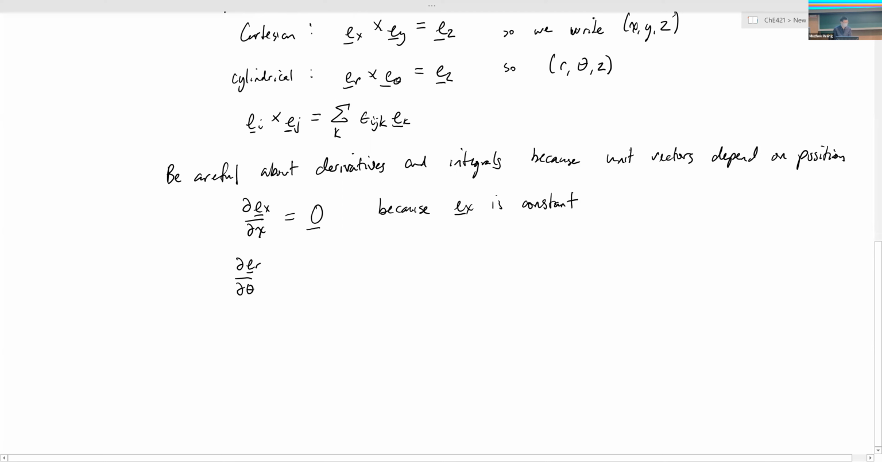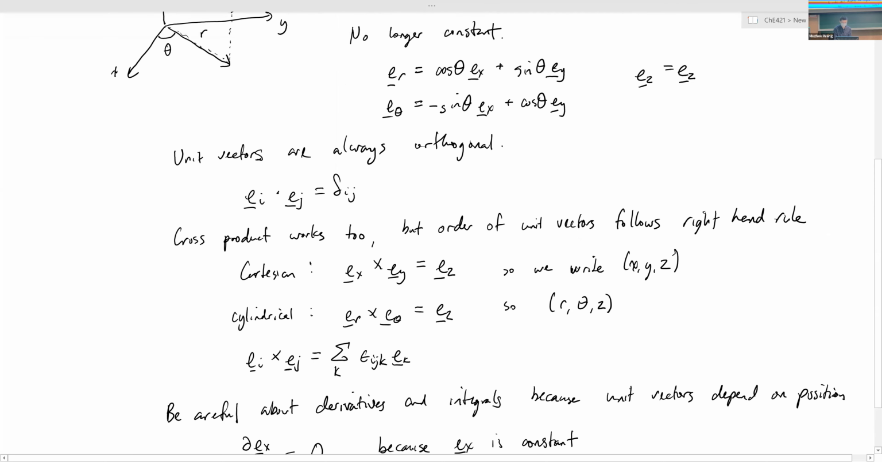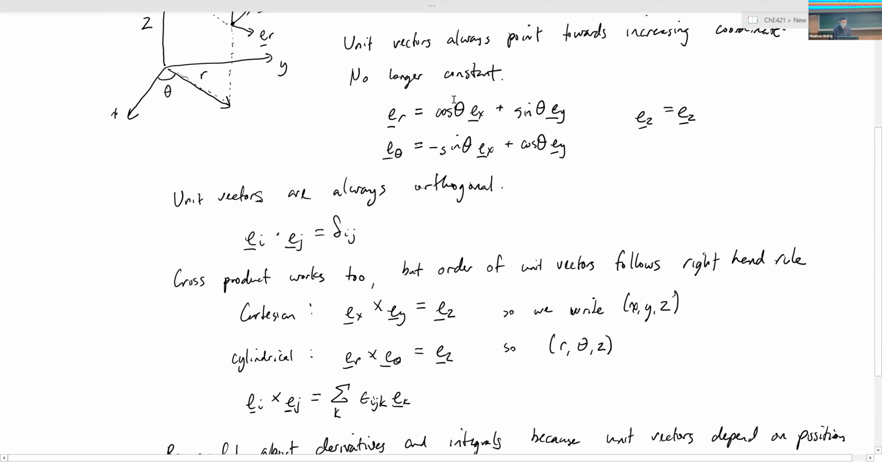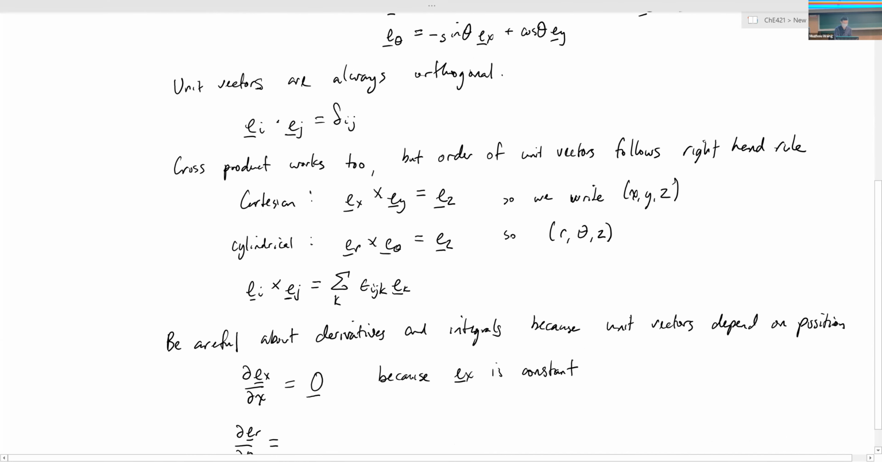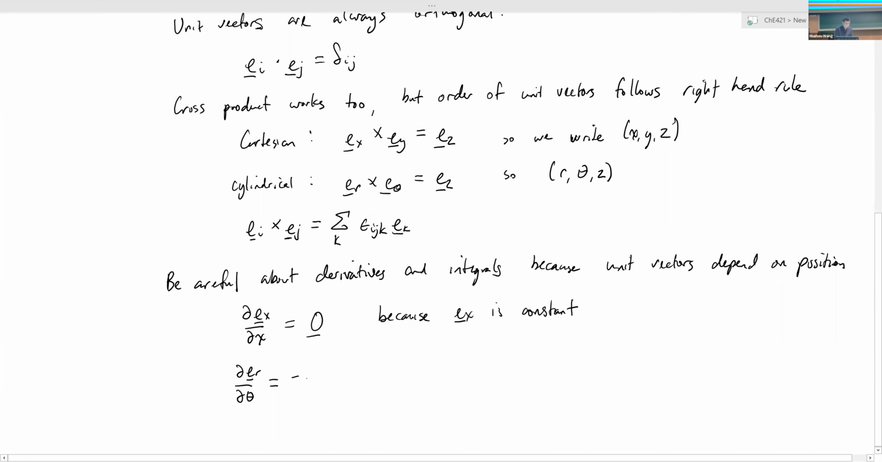You could take a derivative of ER with respect to theta. All you have to do is come up here to ER and then take a derivative with respect to theta. The derivative of cosine is negative sine, and the derivative of sine is cosine. And so we have negative sine theta times Ex plus cosine theta times Ey.